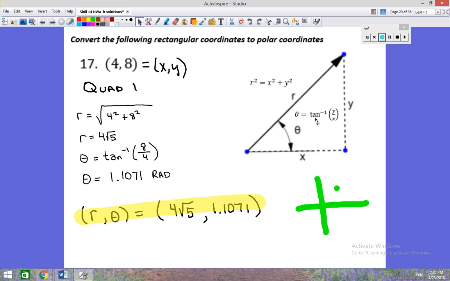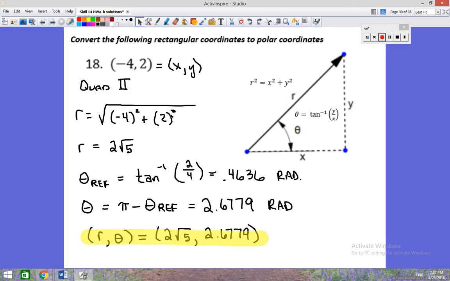I use this as my reference angle, and then using my reference angle, I find the angle that I want, that theta. And like I say, if you're in quadrant 1, this theta is also the reference angle, so I didn't have to do any kind of adding or subtracting 180, or subtracting this angle from 360. I had my calculator set on radians, that's why I wrote rad there. So anyway, this is my answer for number 17.